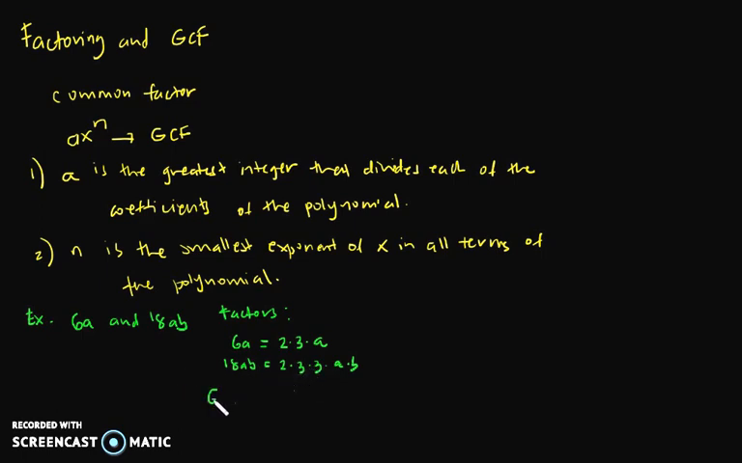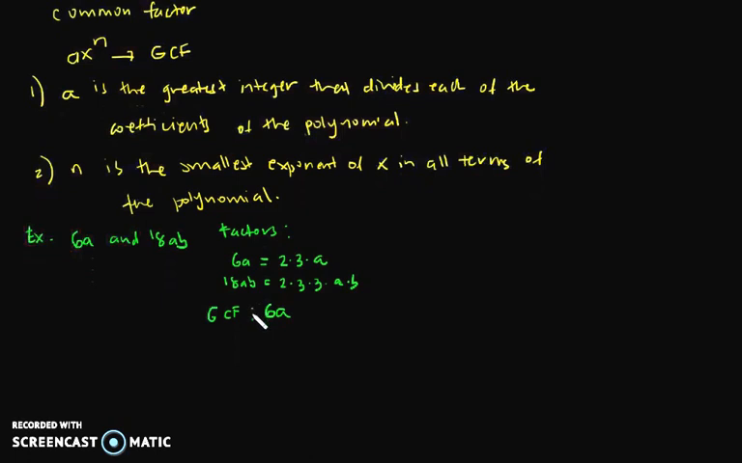Okay, so the GCF of 6a and 18ab is, number 1, a is the greatest integer. So what is the greatest integer that divides each of the coefficients of the polynomial? Meaning, what is the integer that divides both 6 and 18? So in this case, you have 2 multiplied by 3, that is 6. And n is the smallest exponent of x in all terms of the polynomial. So what is the smallest exponent? In this case, that is a. So the GCF is 6a.